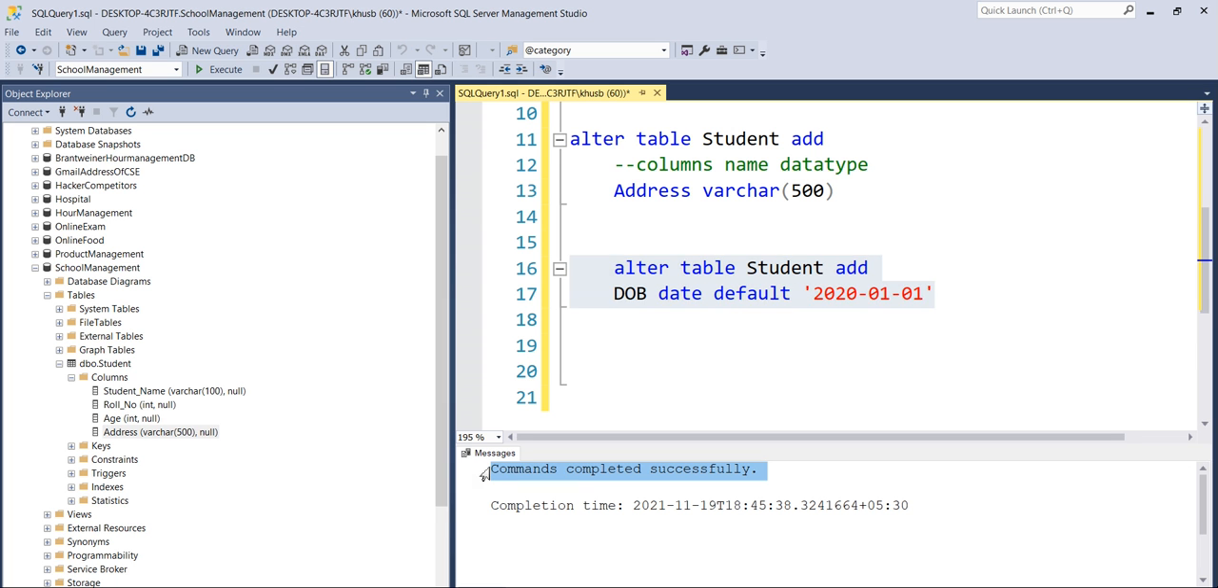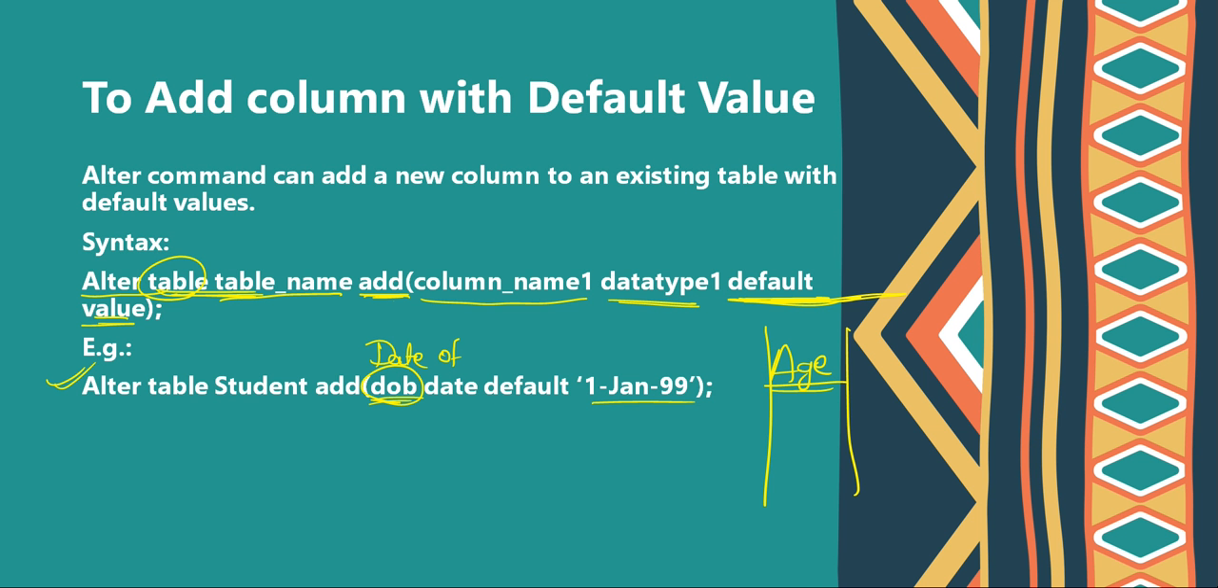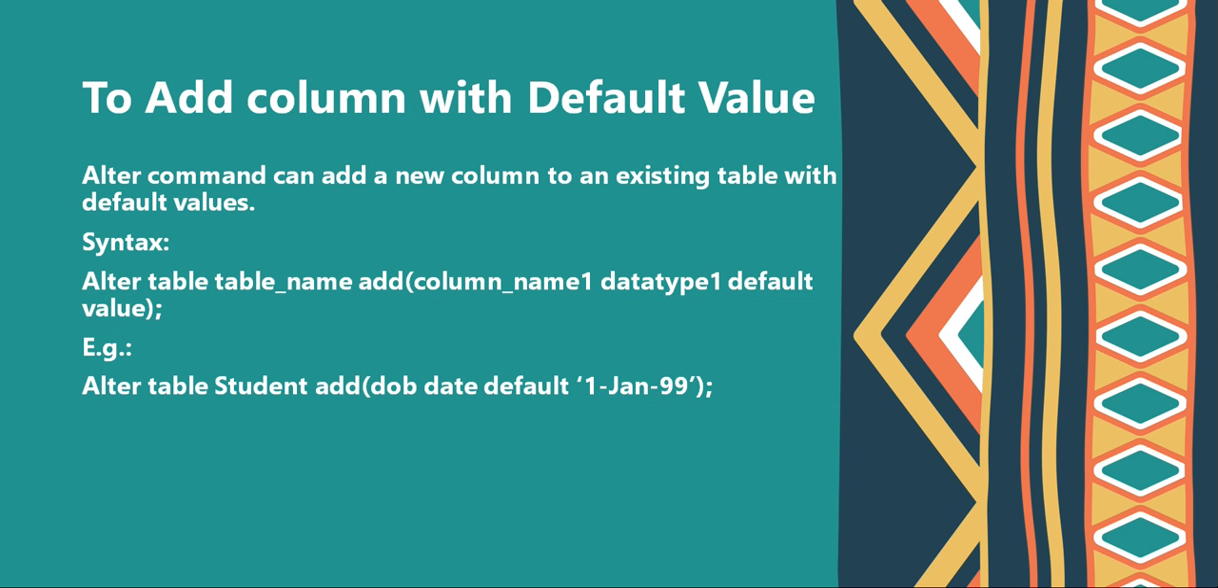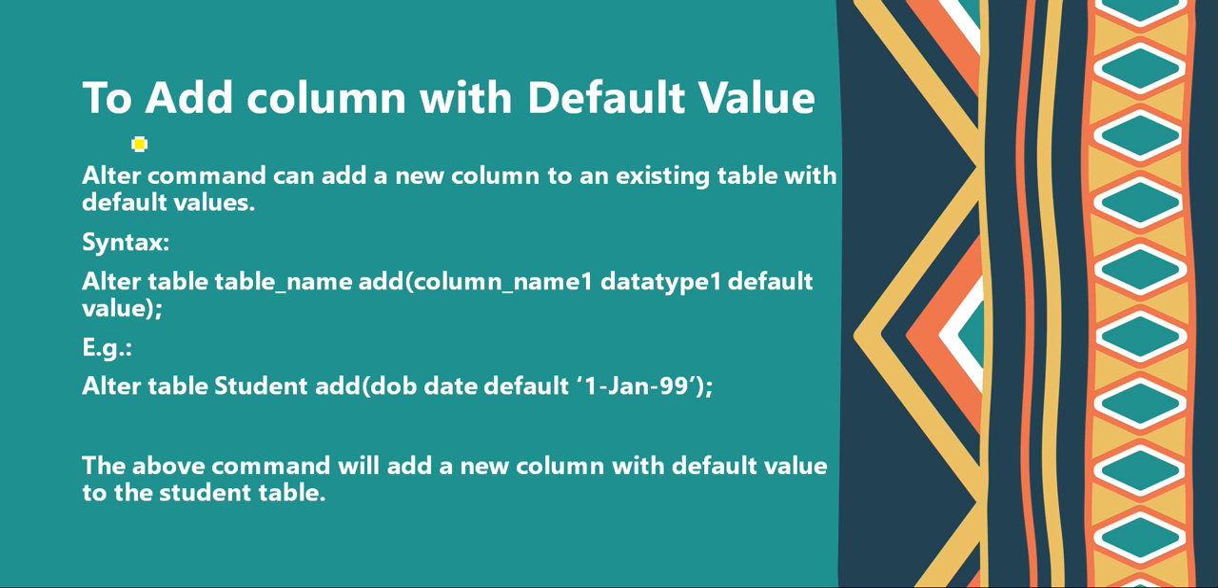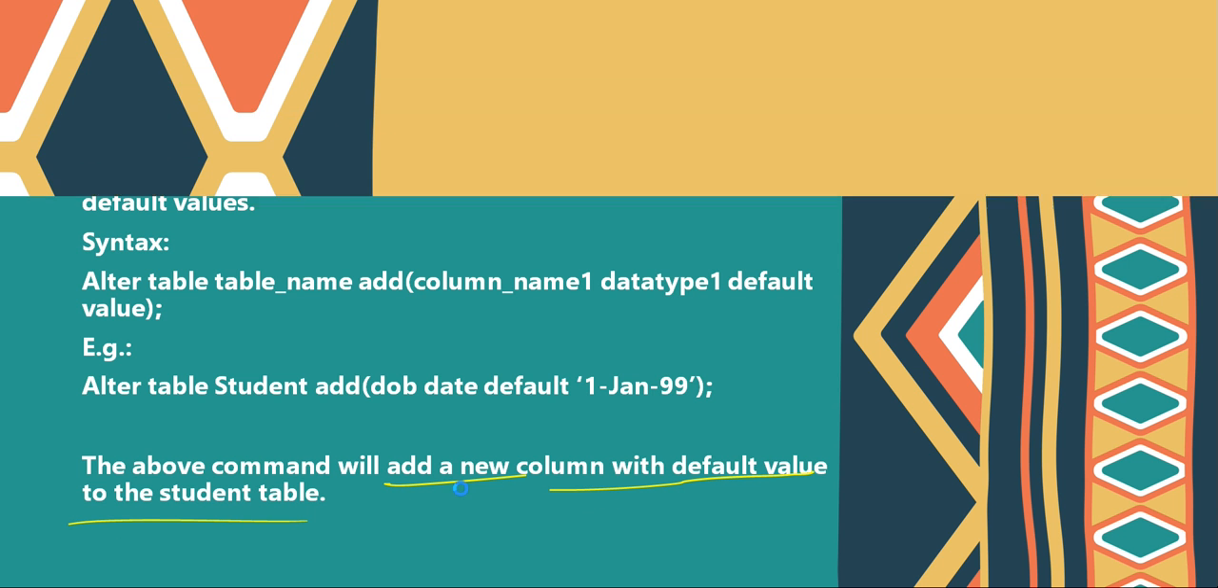Command completed successfully. So we have altered our student table, and added one more column called DOB, and we have specified a default value, right? Whenever a student doesn't know his date of birth, this default value is going to be inserted for this student. Okay, so this alter command is very useful. So the above command will add a new column with a default value, right? So we have just seen that.